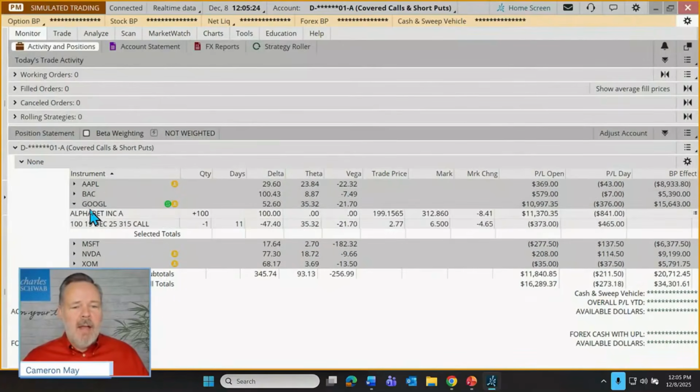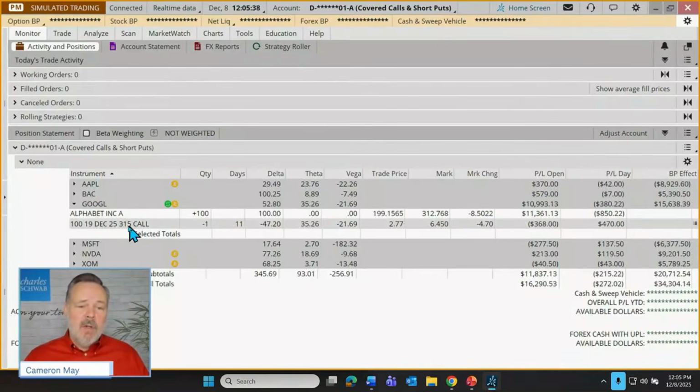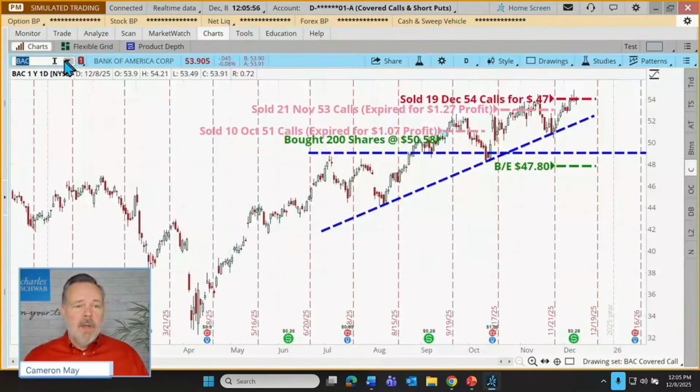So going on to our Alphabet position, another covered call. Bought the shares a long time ago. This was the January trade. Right now, we're in a short call at 315. So we bought the shares around 199. If we're assigned on these short calls, that would be sort of a forced taking of about $115, $116 profit in addition to the premium collected. So we're not above 315 right now. Might be heading there. We'll see what's going on with Alphabet.